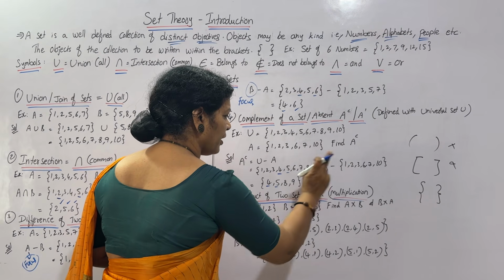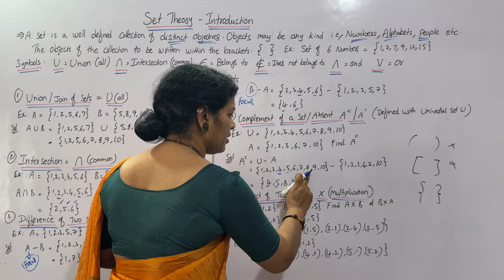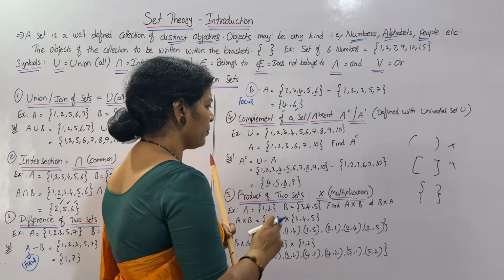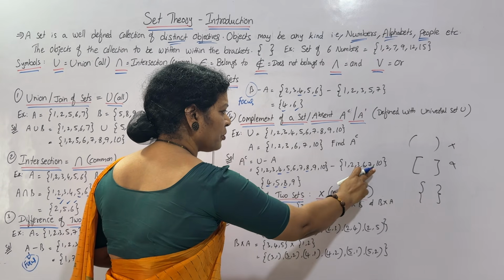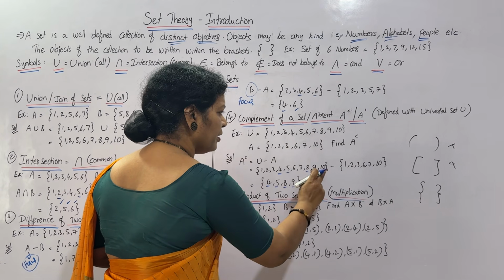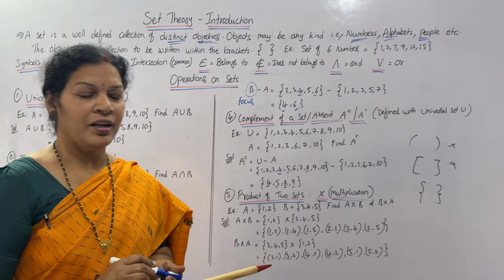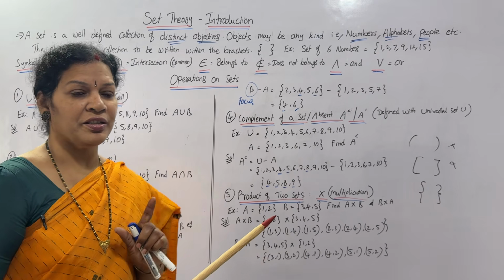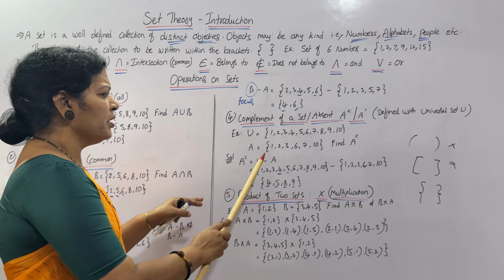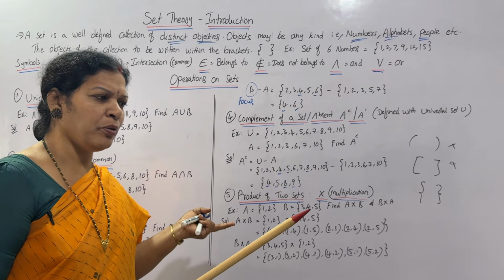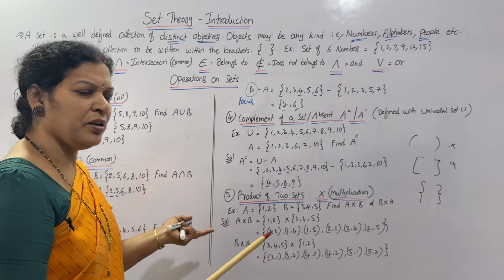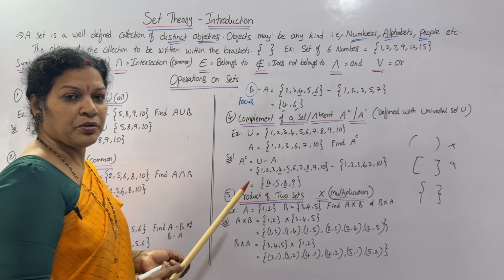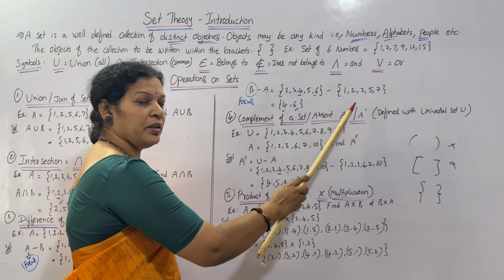6 is on both sides, cancelled. 7 is on both sides, cancel. 8 is not there here, so I am writing 8. Next, 9 is also not in A, so I am writing 9. 10 is there, cancelled. Like this you got A complement, which means nothing but U minus A. In the same way, if B elements are given, find B complement: U minus B. So this is about complement of a set, or absent, A complement or A1.